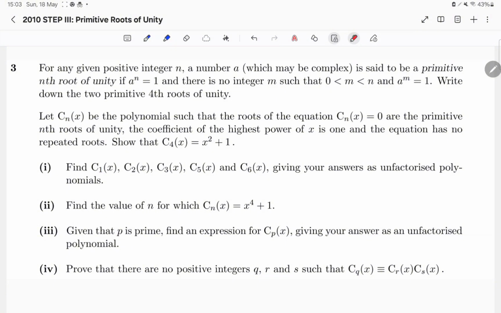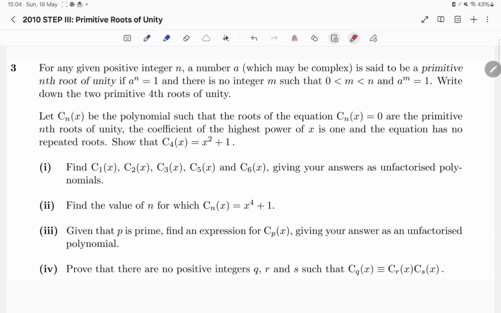Let Cn of x be the polynomial such that the roots of the equation Cn of x equals 0 are the primitive nth roots of unity. The coefficient of the highest power of x is 1, and the equation has no repeated roots. Show that C4 of x is equal to x squared plus 1. Part 1.